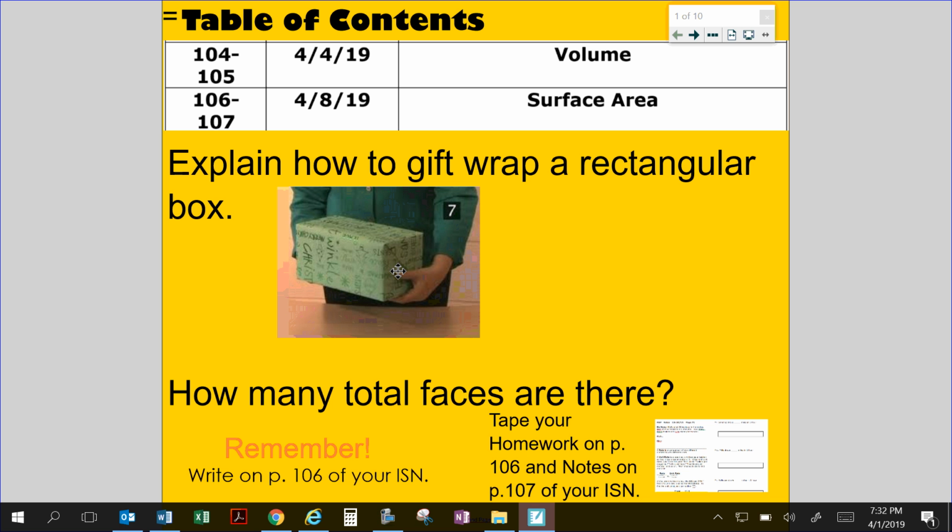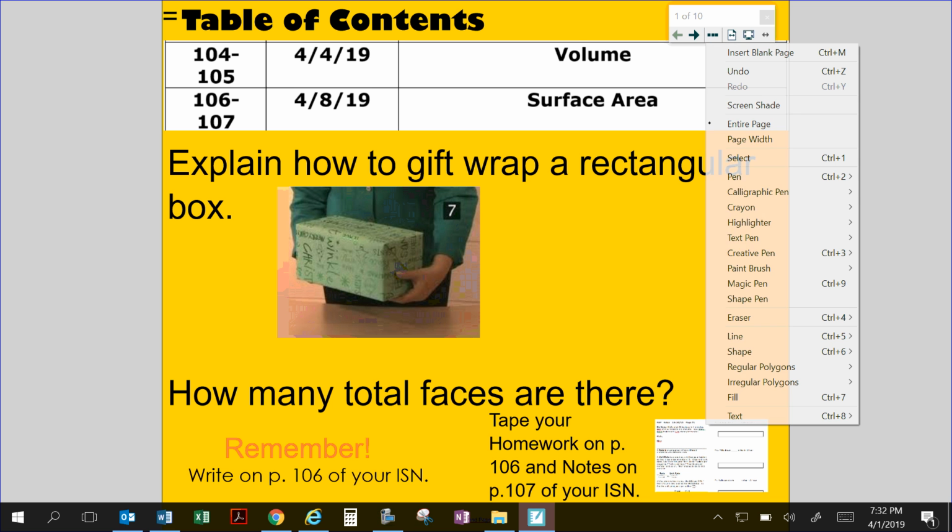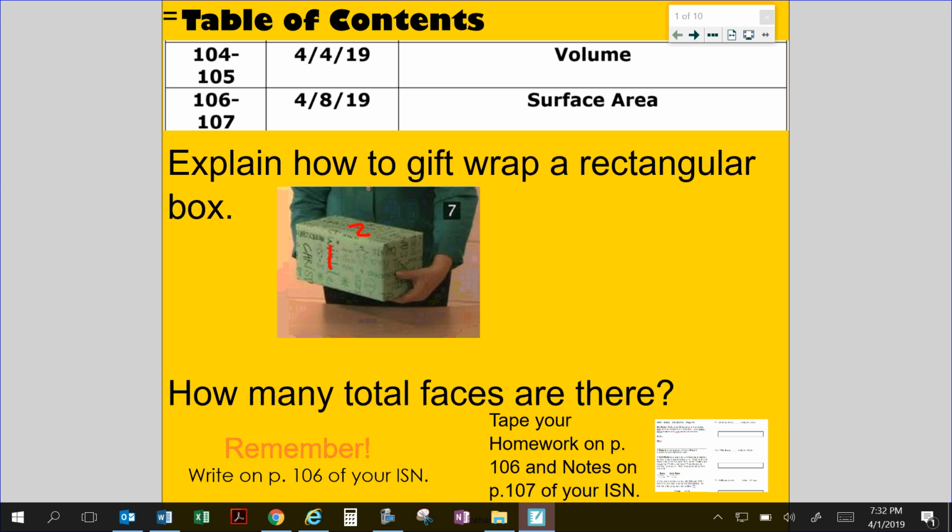So how many total faces are there? Well, let's get my pen. One, two, on the back side, on the bottom, the right side, and the left side. So there are 6 faces.